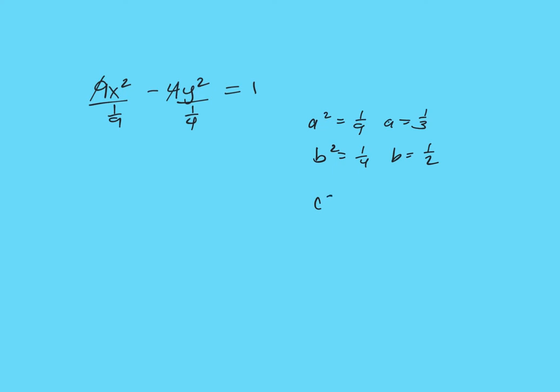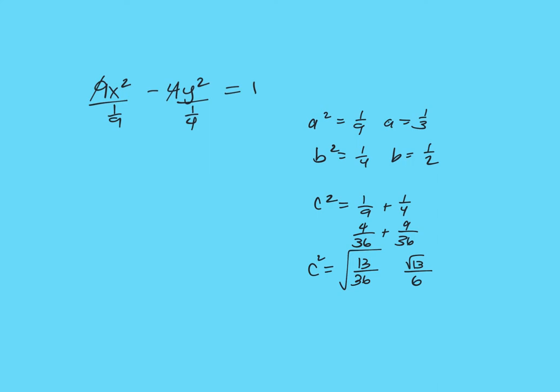9x squared minus 4y squared equals 1. Okay, so it's the same process. You have to move this to 1/9 and have to move this to 1/4. And then center is at 0, 0. A squared is 1/9. A is 1/3. B squared is 1/4. B is 1/2. C squared would equal 1/9 plus 1/4. So this would be 4/36 and 9/36, 13/36. And then square root it. So it's square root 13 over 6.